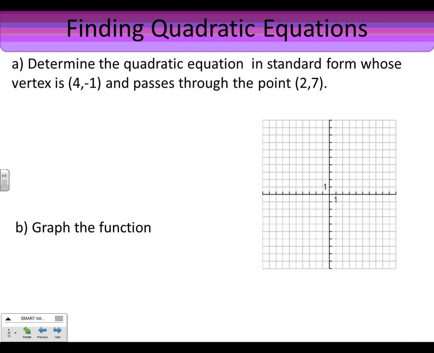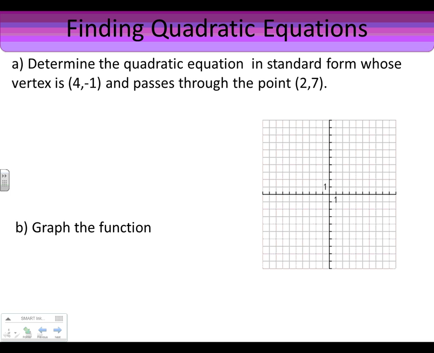All right, the next thing we're going to look at is, let's say we are given the vertex of a quadratic equation and a point that it passes through. So we're going to determine the quadratic equation in standard form, whose vertex is (4, -1) and passes through the point (2, 7). Then we're going to graph that function.